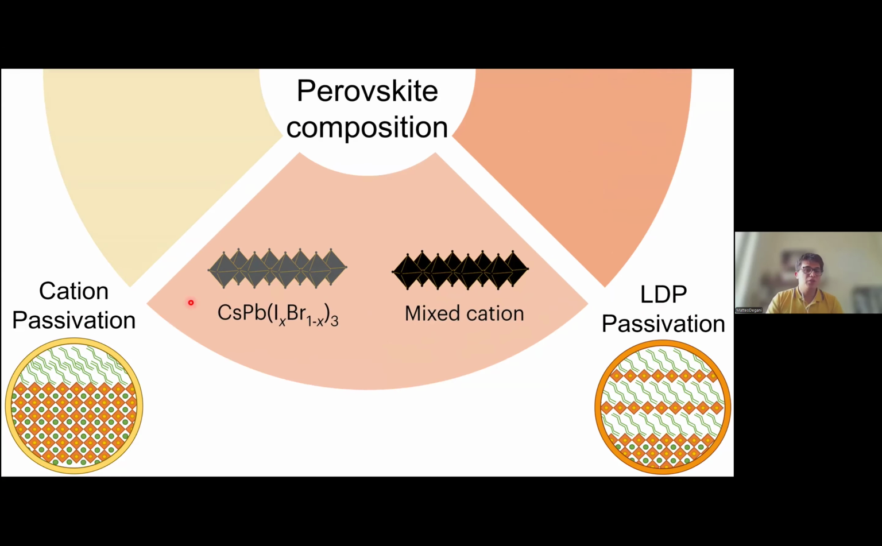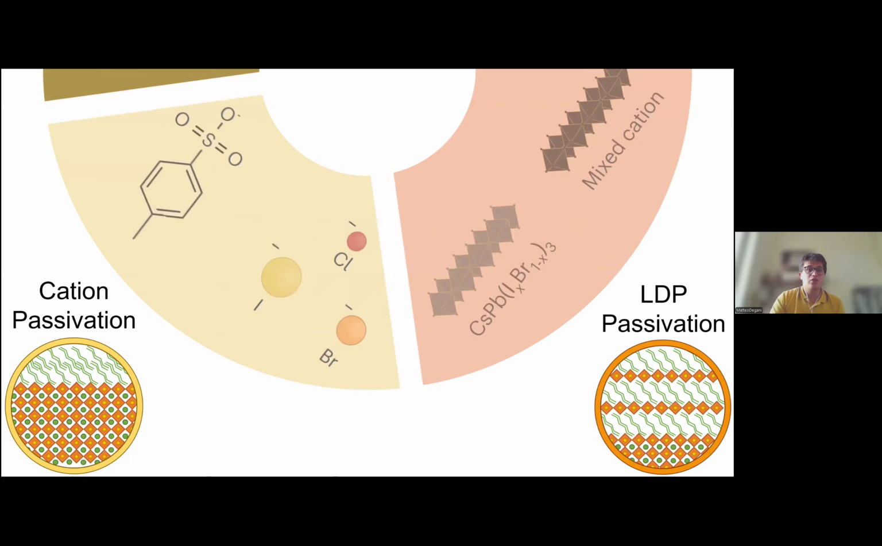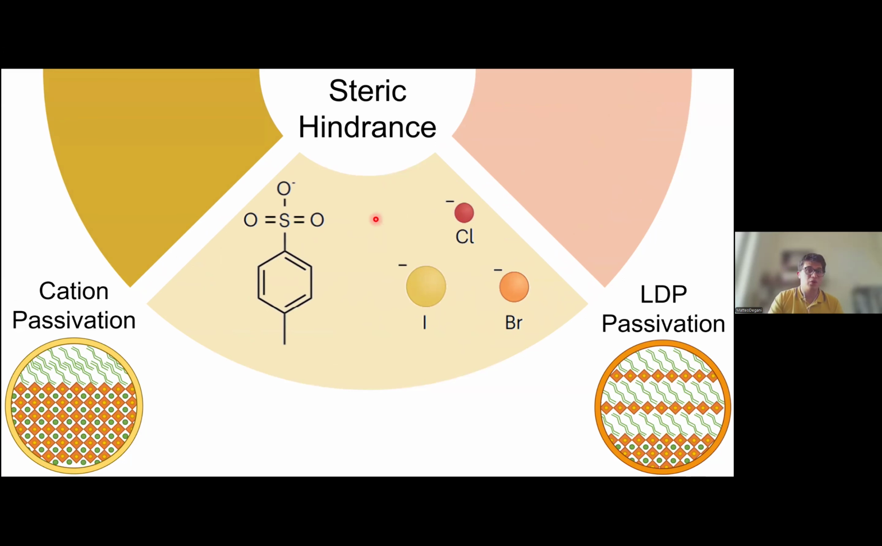Also, the perovskite composition plays a key role in the kind of passivation, since the inorganic bonds are stronger. So for that reason, it's difficult to form a low-dimensional perovskite, which is much easier with a methylammonium or formamidinium based perovskite. And also the steric hindrance of the precursor itself plays a key role, since if we have small molecules or atoms like bromide, chloride, or iodide, we most likely have a low-dimensional perovskite passivation.